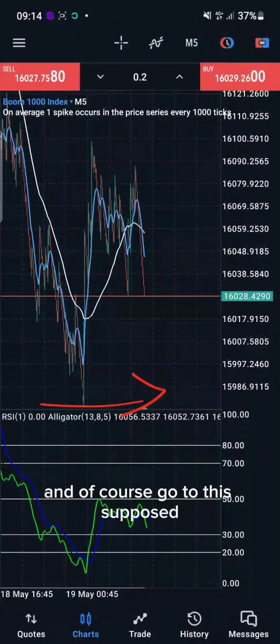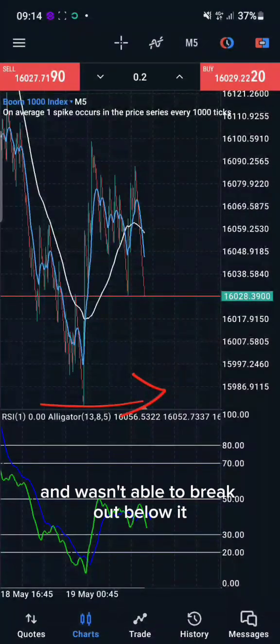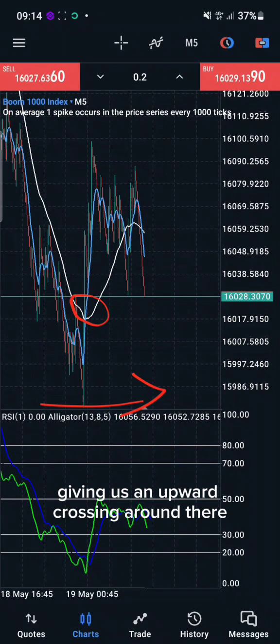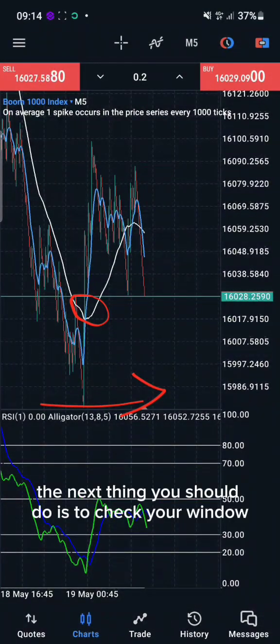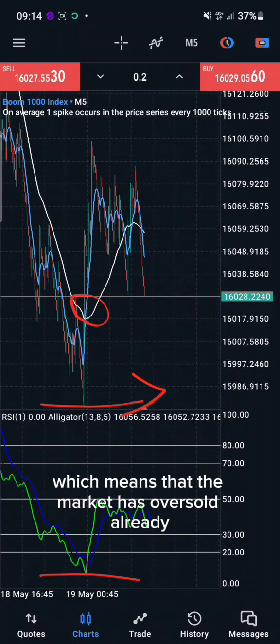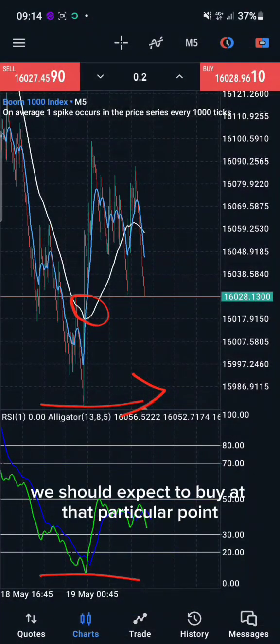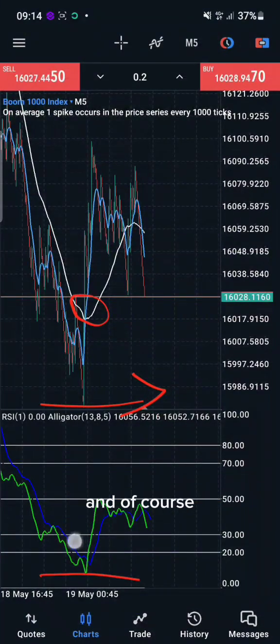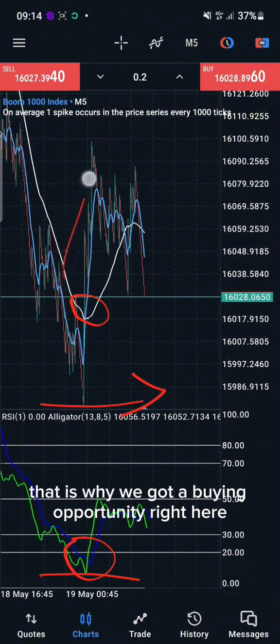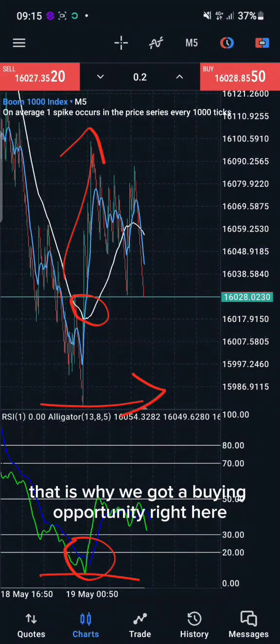It got to the support zone and wasn't able to break out below it, and we had our two indicators giving us an upward crossing around there. Then the next thing you should do is to check your window indicator. Are you also having them at the right places? They are below 20, which means that the market is already oversold, and we should expect a buy at that particular point. We also had an upward crossing around there, so it's going to buy. That is why we got a buying opportunity right here.